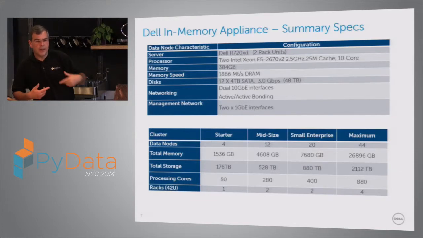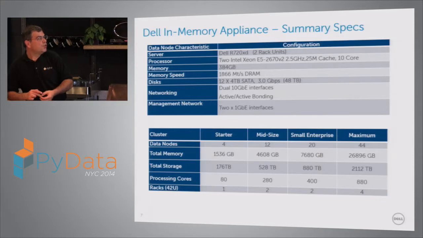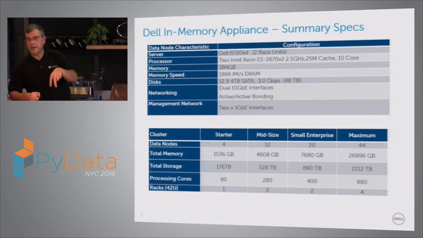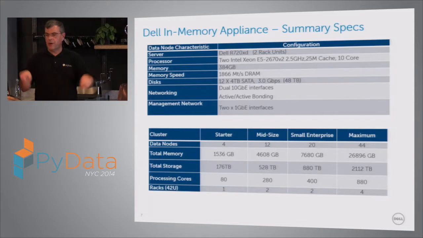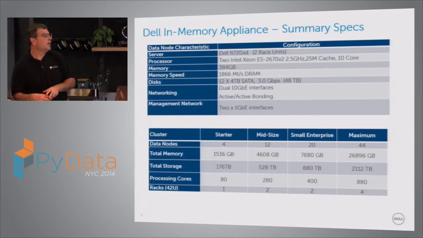Hadoop itself wants to do a lot of disk I/O. The machines in there are running DDR3 1866 megatransactions per second. Storage in each one of those nodes is 48 terabytes. It's set up with 12 4-terabyte disks. Every machine has two 10 gigabit Ethernet interfaces that go into the network, and we actually bond those two interfaces to give us a kind of a logical link that's just shy of 20 gigabits. And then there's a management network.